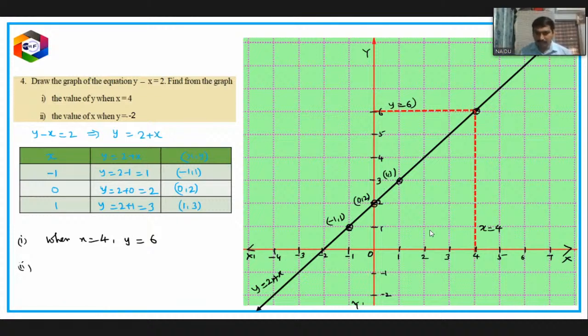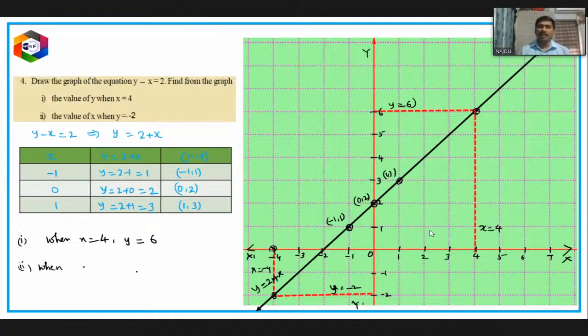So this is the line at -2. So it is intersecting at this particular point. Now corresponding x I want, so here I have to draw the vertical line. So observe that. It is intersecting at -4. So when y is equal to -2, the corresponding x value will be equal to -4.